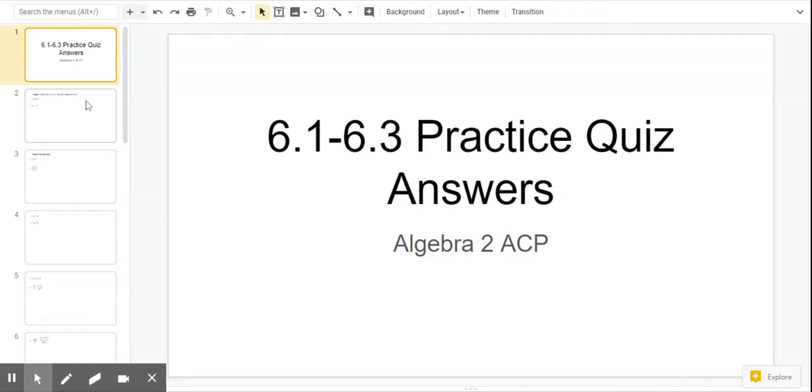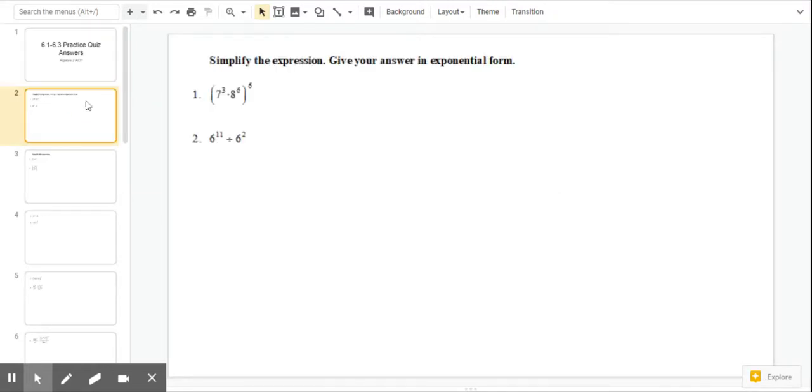Okay, let's go over our practice quiz answers. So first one, simplify the expression. So we're using our exponent rules here. So first one, we have 7 cubed times 8 to the 6th, all to the 6th power. So this is one where we want to distribute that exponent.